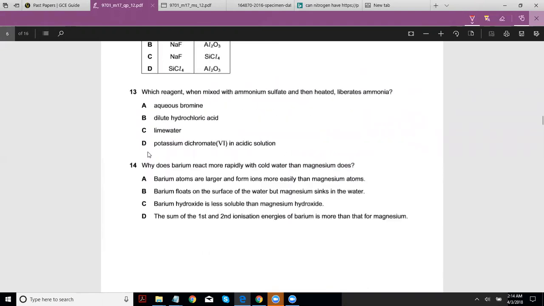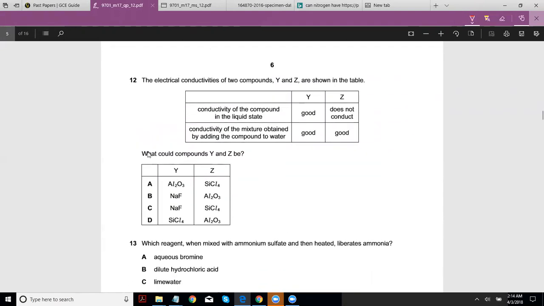Let's go with 12. The electrical conductivities of two compounds Y and Z are shown in the table. So Y conducts in liquid state and in aqueous. Z does not conduct in liquid, but it does conduct in aqueous. And in liquid, conductivity comes about by the moving of ions. So for Y you want something that's ionic. And obviously ionic stuff does ionize and conducts in aqueous. For Z, you want something covalent, ideally an acid, so that it conducts in aqueous, but not in liquid because there won't be ions.